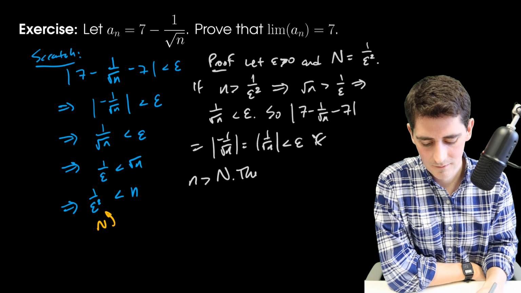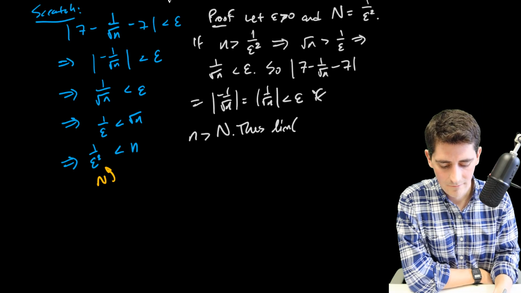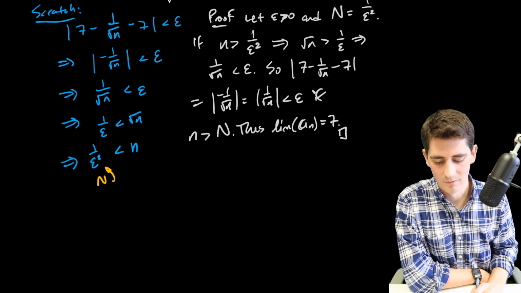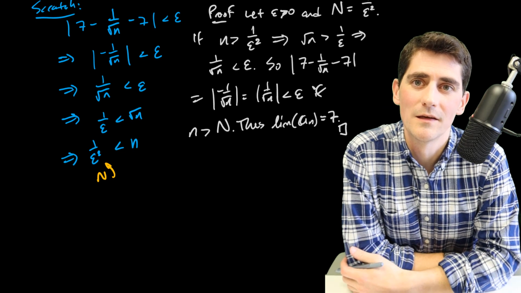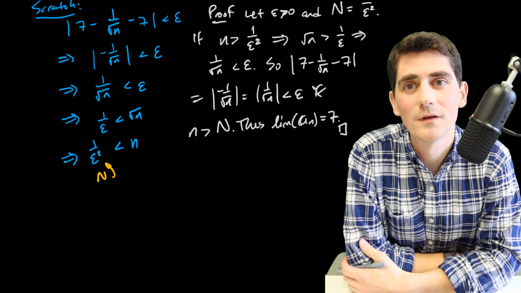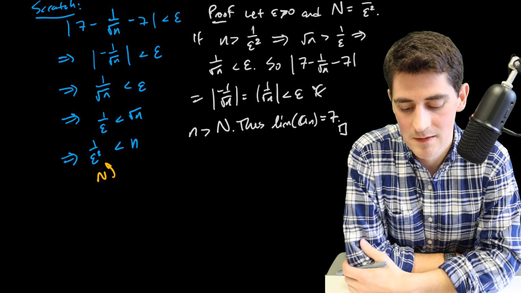Okay, so thus, we'll just say the limit of a sub n equals 7. End of proof. I've shown you 3 different examples. They're all kind of the same flavor. Again, the scratch work is very helpful because it helps you pick out what capital N is.